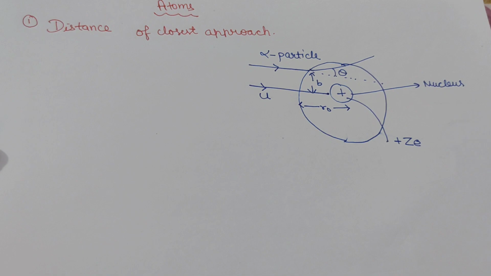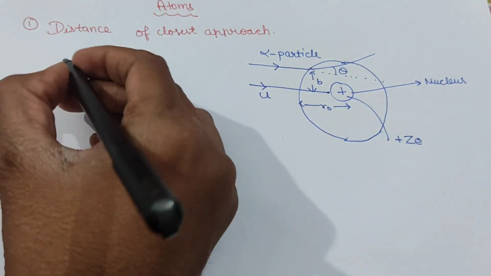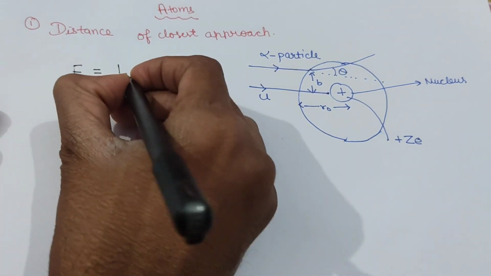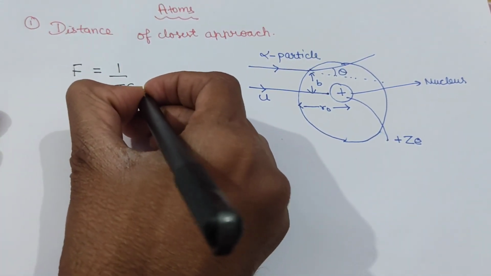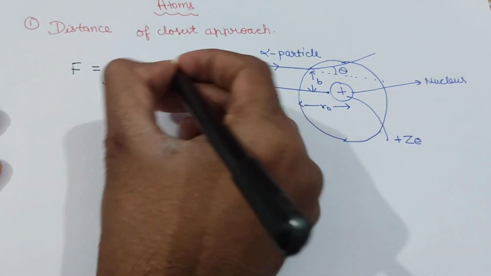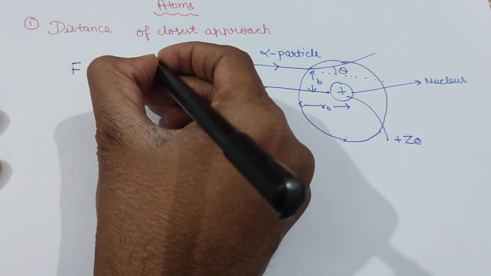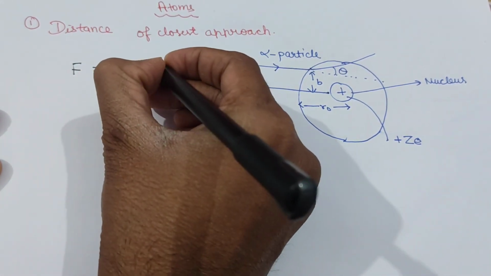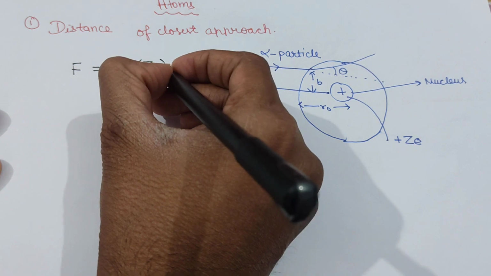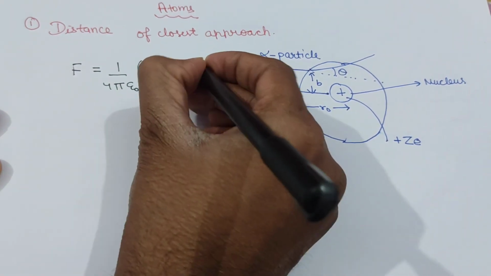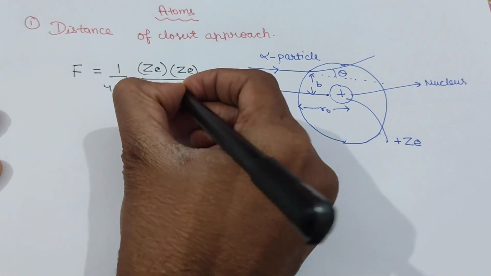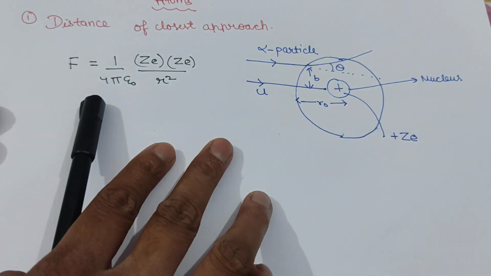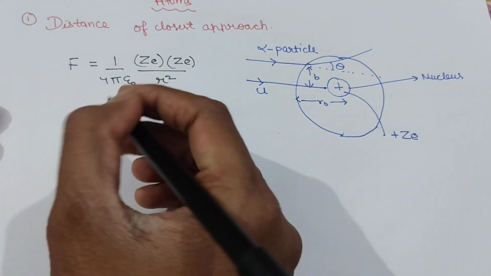So let's go. For the distance of closest approach, we should know the force, and the electrostatic force is 1 by 4 pi epsilon naught. So here Q1 and Q2 are identical, so instead of Q1 and Q2, we can write Ze, that is atomic number times electron charge. So here it is also the same, by r square. It is none other than the Coulomb force, which is the electrostatic force.